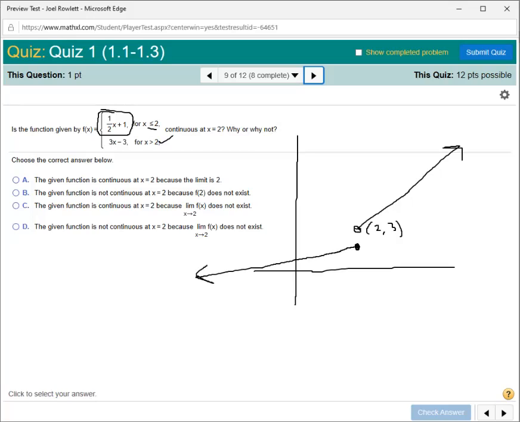And notice that at 2, we have a jump. We have what is known as a jump discontinuity. So therefore, this function is not continuous. There's actually a break when you get to 2. You actually jump tracks. You go from one function to the other.